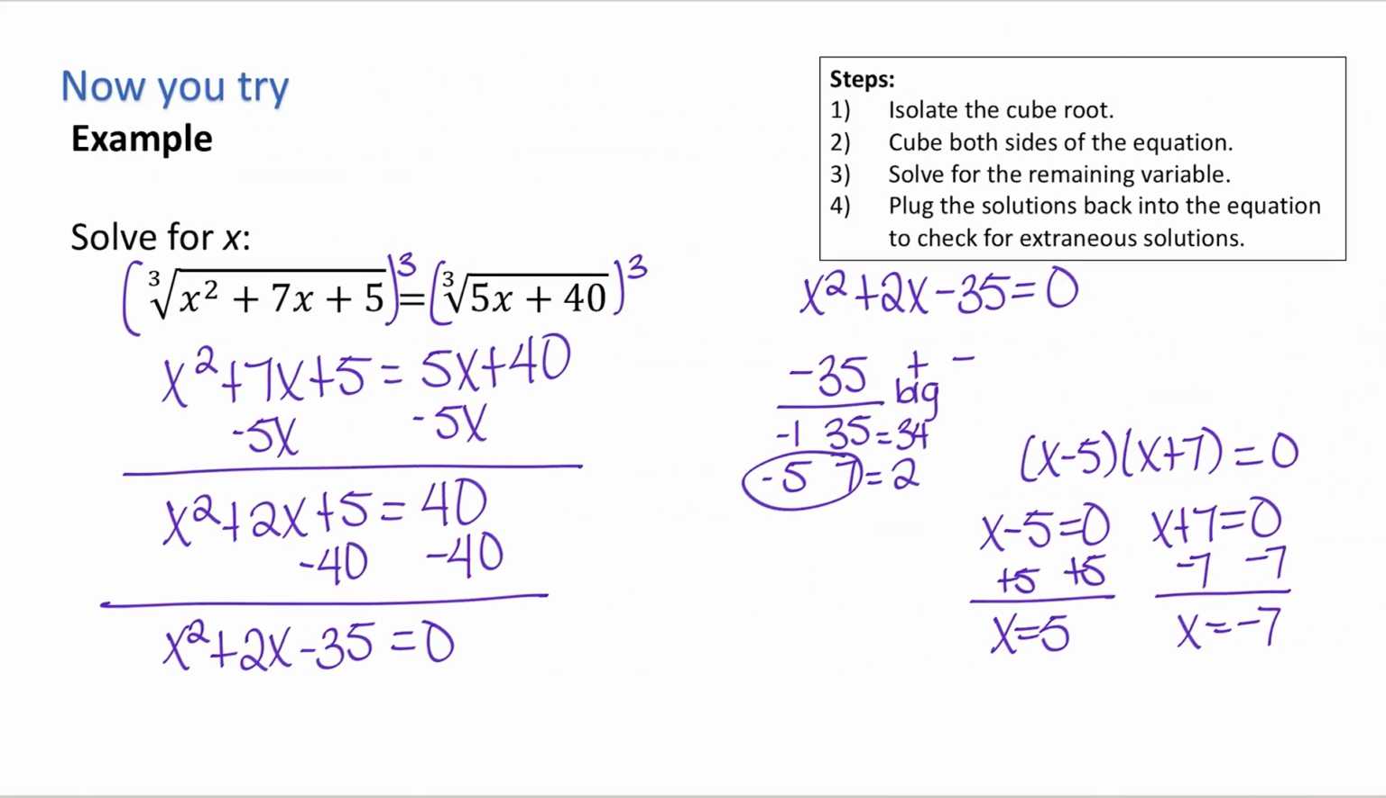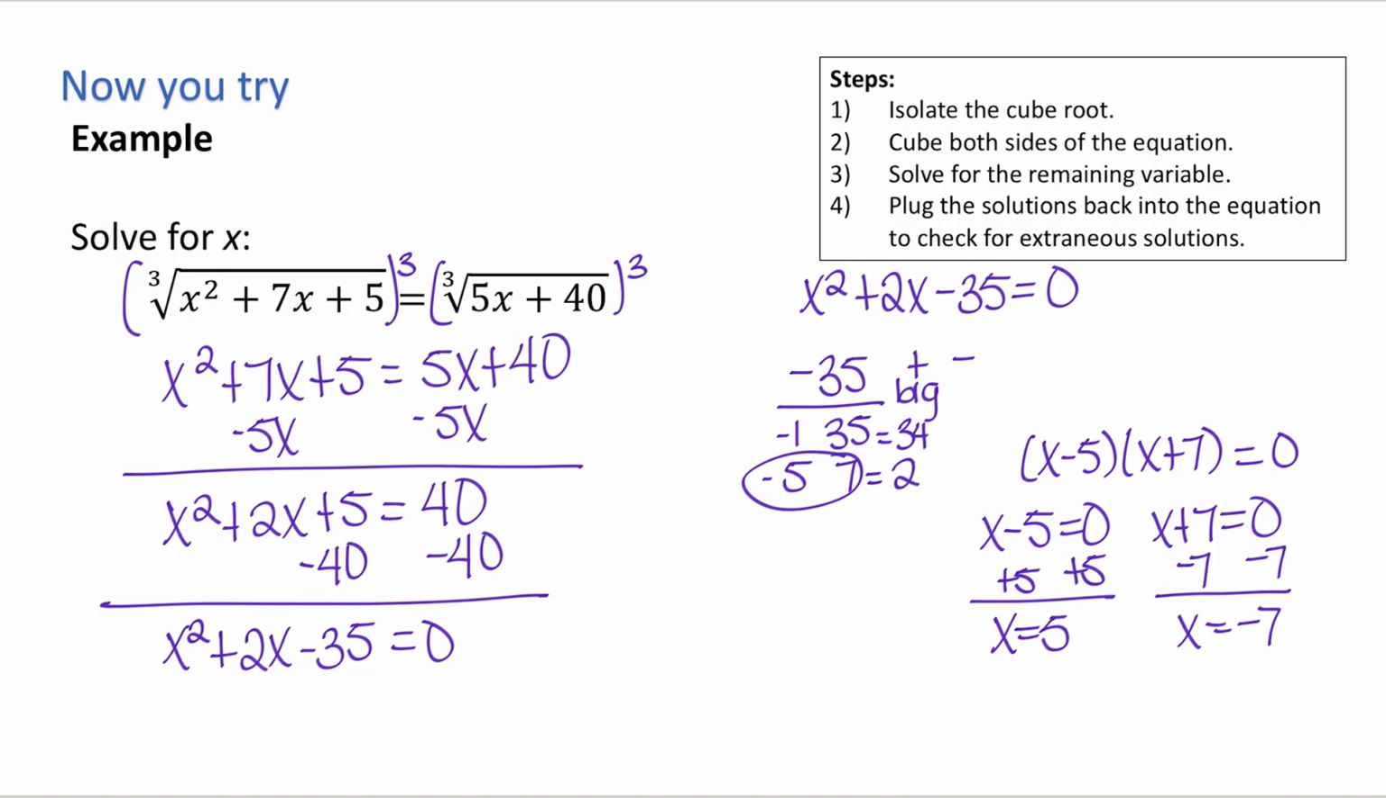The cubed root is isolated on both sides of this equation, so we can go ahead and raise both sides to the third power. When we do that, we get x squared plus 7x plus 5 equals 5x plus 40. We can work on this by setting this quadratic equal to 0. So we subtract 5x from both sides and then subtract 40, which gives us x squared plus 2x minus 35.